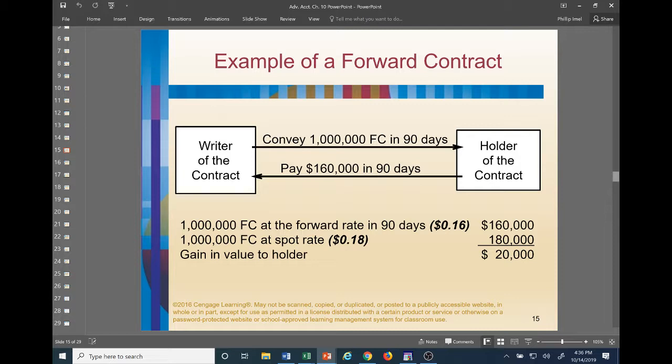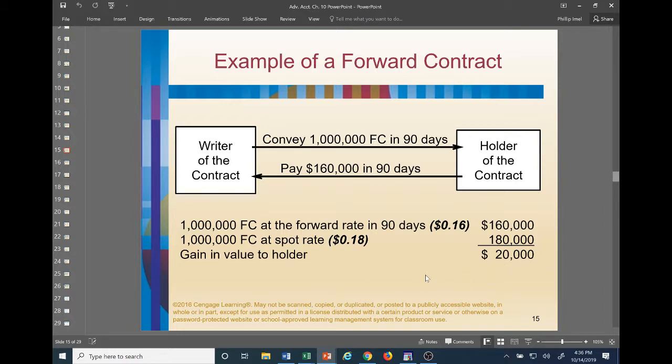Now, if the spot rate at the end of the forward period is going to be 18 cents, then the total change in value is going to be determined as this right here. We have a million foreign currencies at the spot rate of 0.18, which is going to be $180,000, so that's going to be a gain in value to the holder of $20,000.